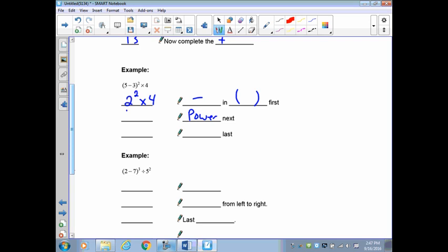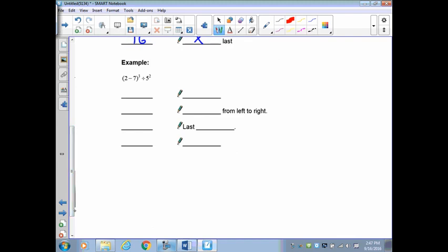2 to the power of 2 is 4. Keep the other one. And lastly, we can do the multiplication. So your final answer is 16. So now I'd like you to pause the recording and try this question, please.